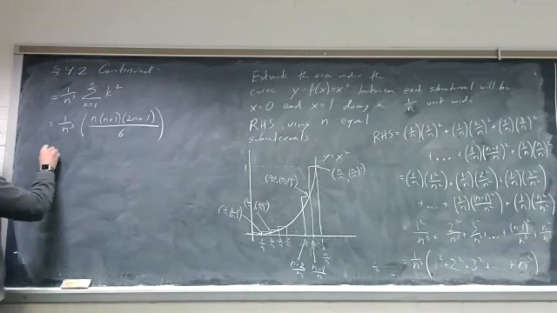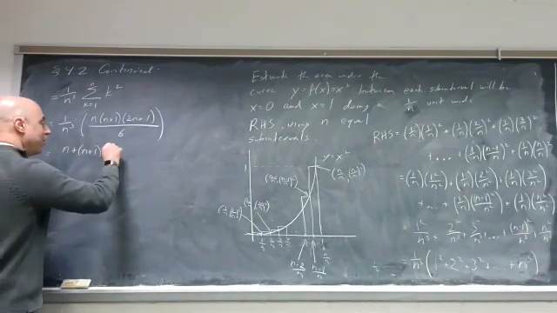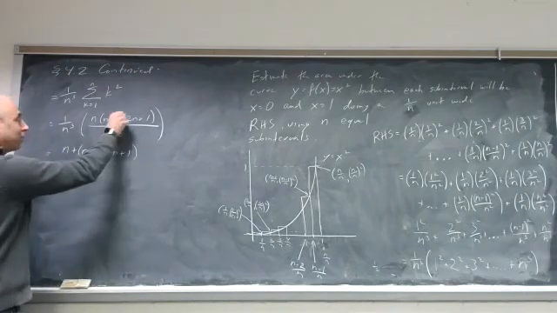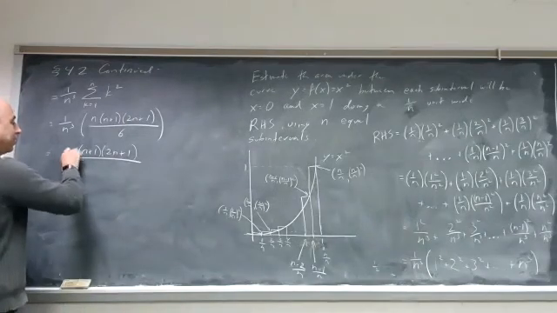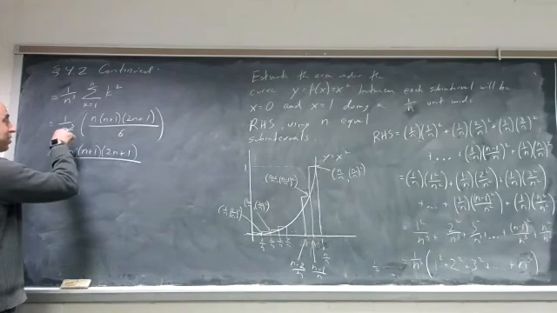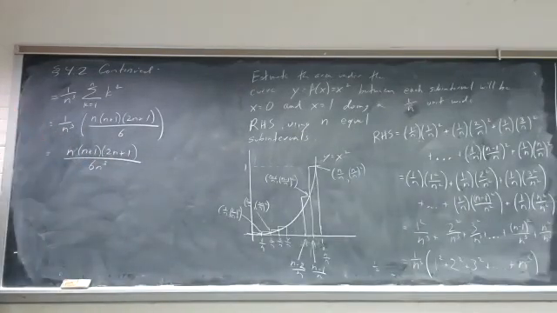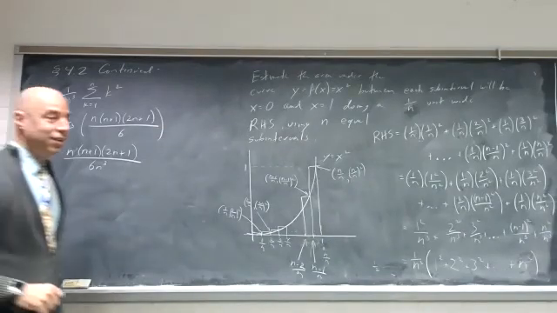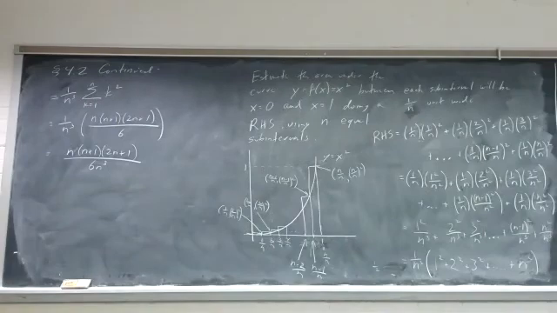We saw that it was n times n plus 1 times 2n plus 1 all over 6. And so this works out to n times n plus 1 times 2n plus 1. We multiply the tops. If we multiply the bottoms, 6 times n cubed is just 6n cubed. Well, that's pretty darn impressive.